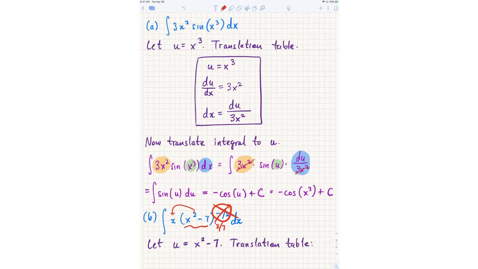What really matters is that even though the derivative of x squared minus 7 is not sitting outside, what is sitting outside? If only I had a 2, right? But we know that constant multiples don't really affect integrals or derivatives. Those constant multiples just come along for the ride. So the fact that some multiple of the derivative of my u is sitting outside, that is actually okay. In fact, that is going to be our new rule of thumb.